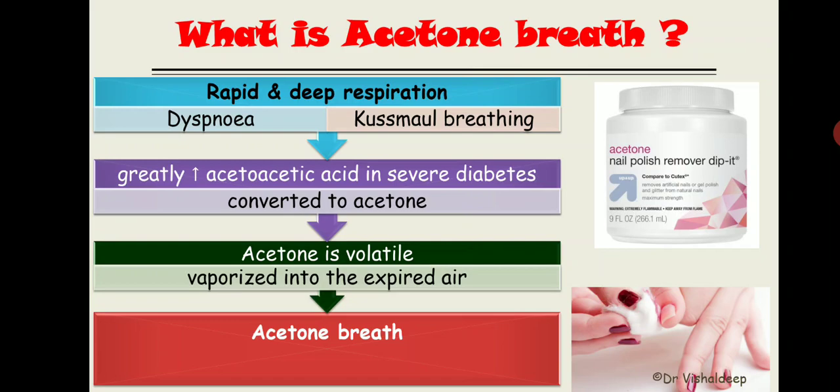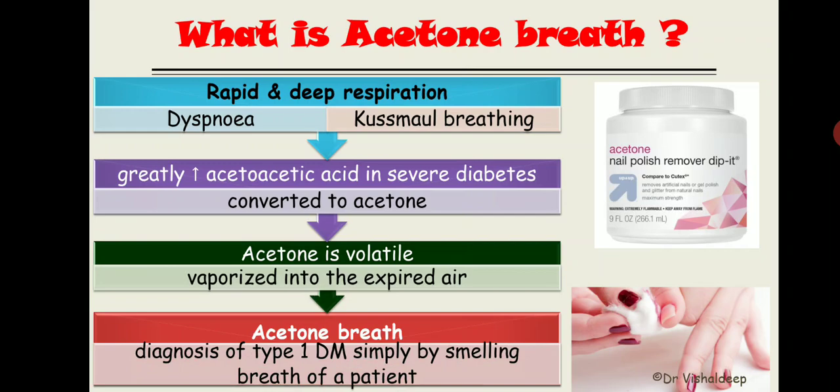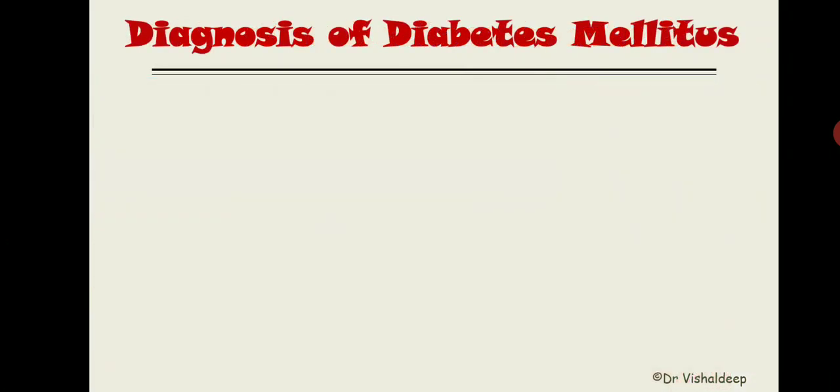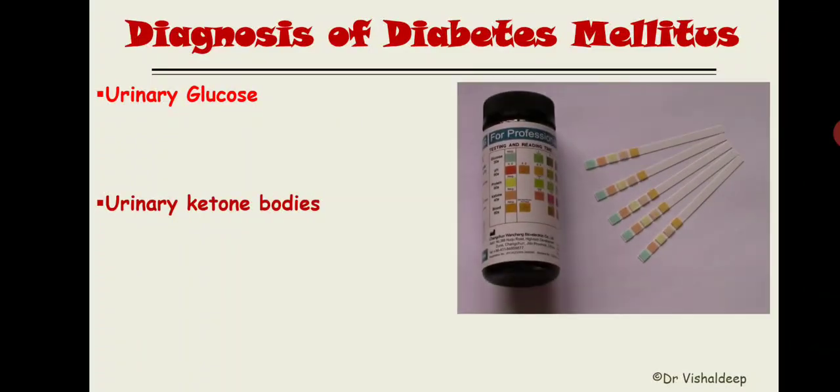An acidotic coma and death might occur within hours if we do not treat the patient. So the diagnosis of type 1 diabetes can be made simply by smelling the breath of the patient. Now how can we diagnose diabetes? There are two urinary tests: urinary glucose, and another one is urinary ketone bodies. Now urinary glucose is very simple and very easy.